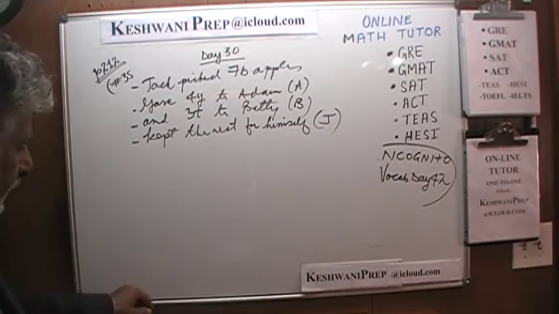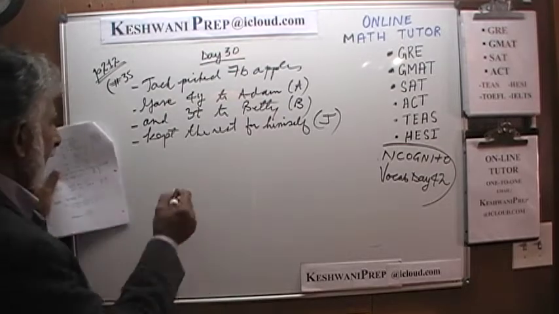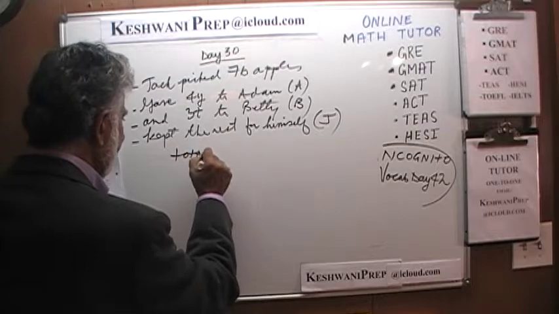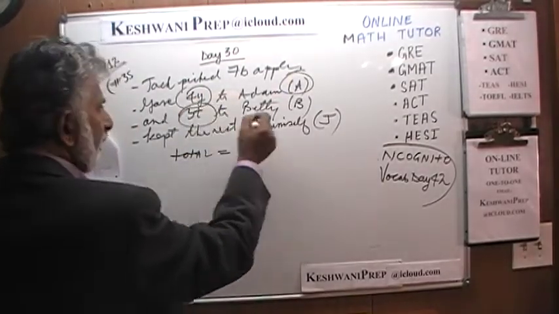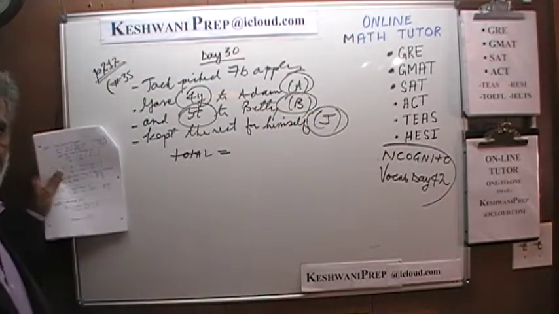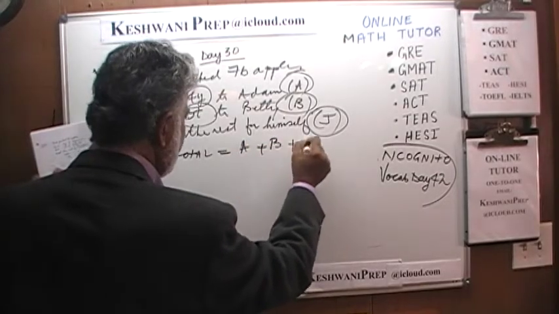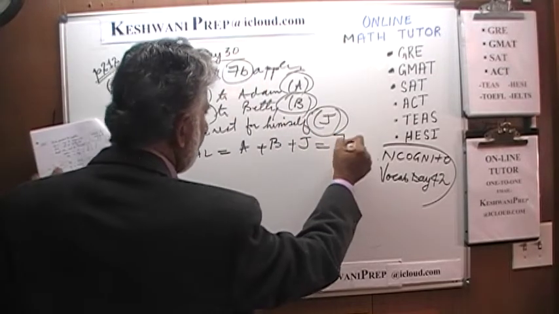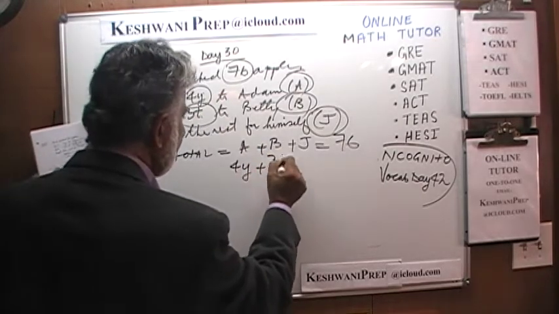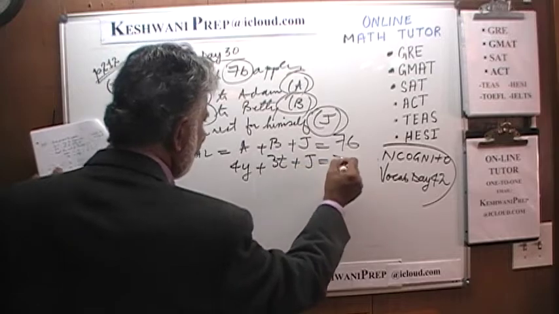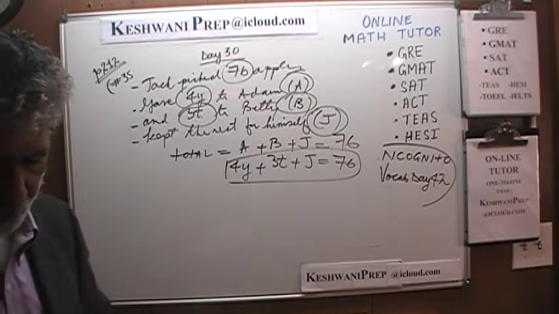So far what we have been told in 3 different sentences can be summarized very succinctly with a simple equation. We know the total has to equal the number of apples he gave to Adam, the number of apples he gave to Betty, and the number of apples that he kept for himself, which is the rest of them. So A plus B plus J has to equal 76. And A we know is 4y. B we know is 3t, and J, we're just using J. This is what we know.